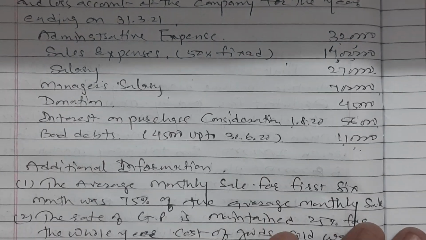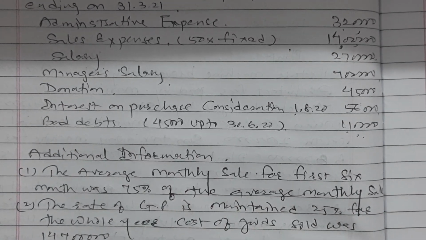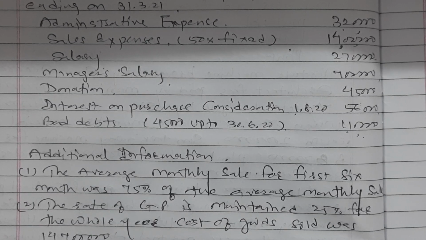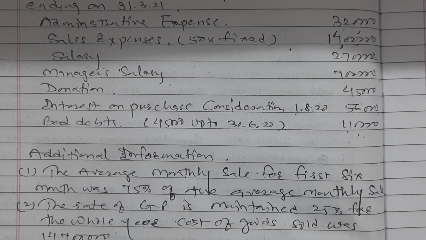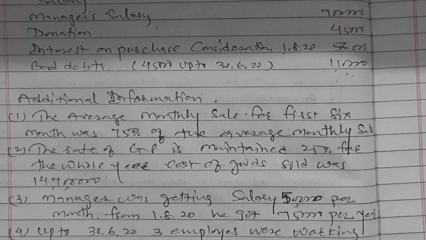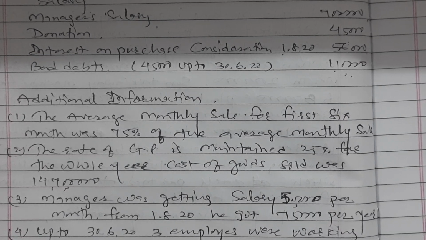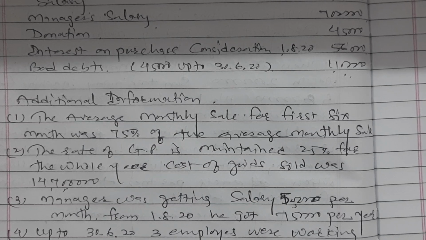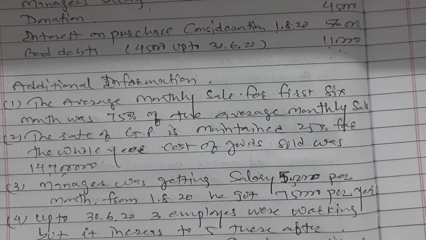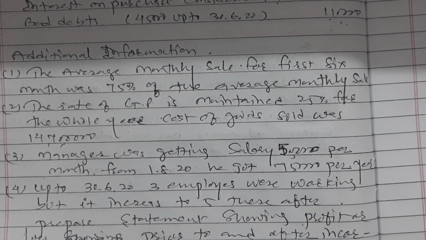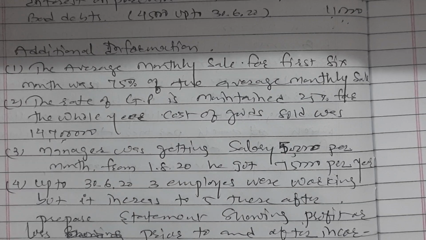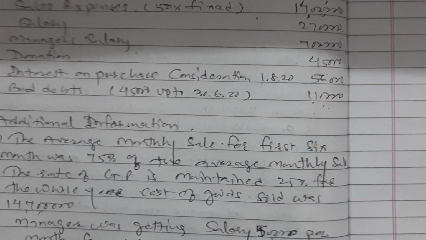Additional information is that the average monthly sale for the first 6 months was 75% of the average monthly sale. The rate of gross profit is maintained at 25% for the whole year, and cost of goods sold was 14,70,000. The manager was getting salary 50,000 per month from 1/8/20. He got 7,50,000 per year. Up to 30th June, 3 employees were working, but it increased to 5 thereafter. Prepare a statement showing profit or loss prior to and post incorporation.